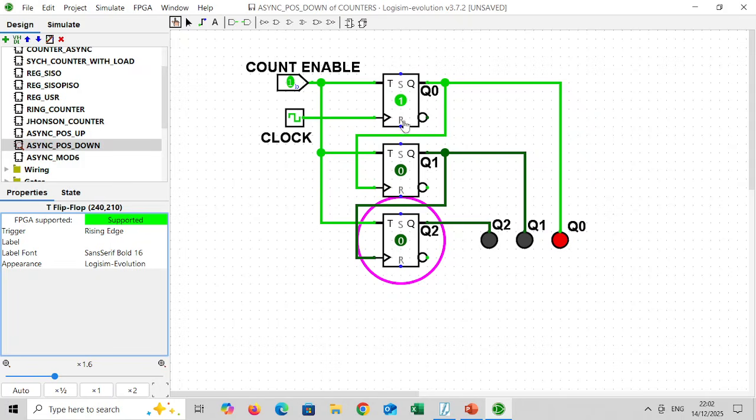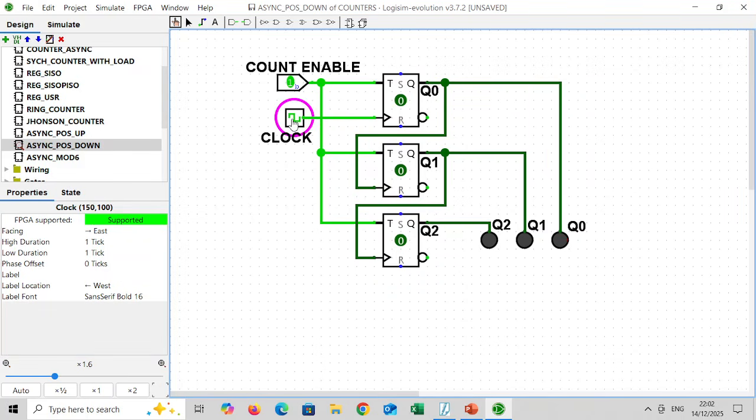Now let's learn how this counter works. I'll apply the clock pulses now. As we apply the clock pulses, it starts with 7. So 1 1 1 is 7. Then 6, 5, 4, 3, 2, 1, then 0, then again starts with 7. That means the counting sequence is a down counter. Started with 7, reaches 0, 7, 6, 5, 4, 3, 2, 1, 0, and then repeats. So this is how down counters using positive edge triggered flip-flops with this connection can be arranged.